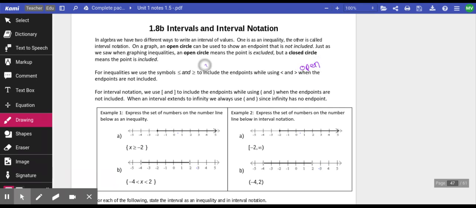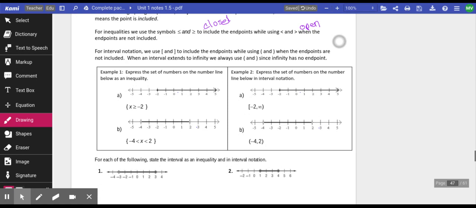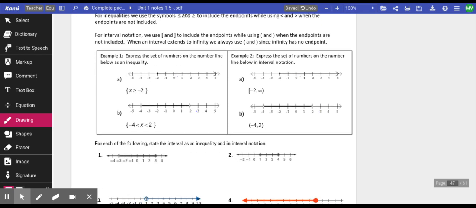Our closed circle is when it's less than or equal to, greater than or equal to, and those values are included. For interval notation, we used closed brackets to include the endpoints and parentheses when the endpoints are not included. When it extends to infinity, we always use parentheses because infinity has no endpoint.